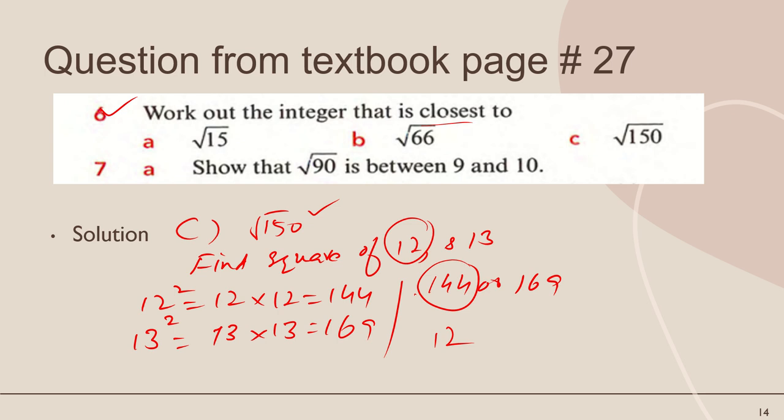Is it clear? So I repeat it again. First find the squares of 12 and 13. The square of 12 is equal to 144. The square of 13 is 169. So we have the two numbers. Which number is closest to 150? So 144. So 150 is much closer to 144, which is the square of 12. So 12 is the number which is closest to 150.